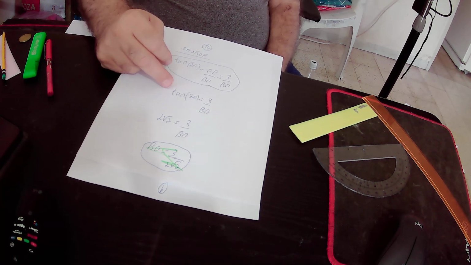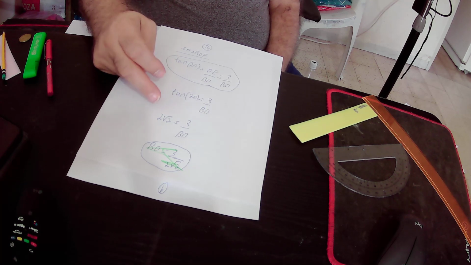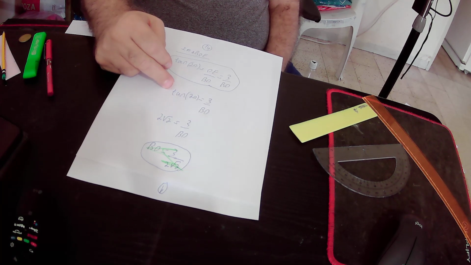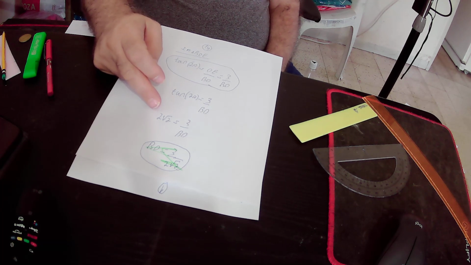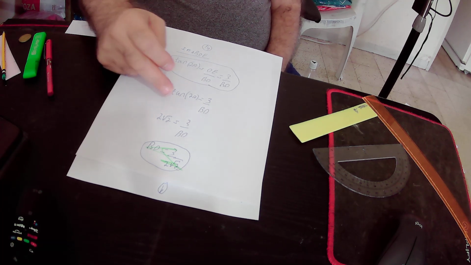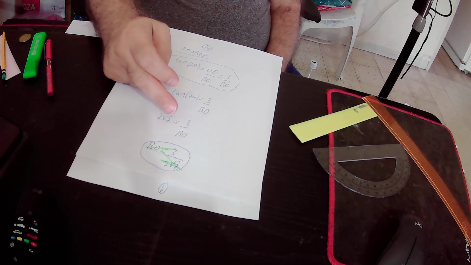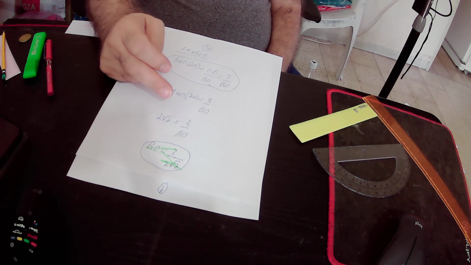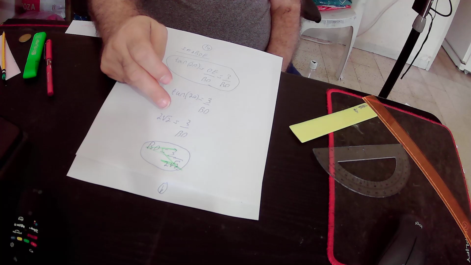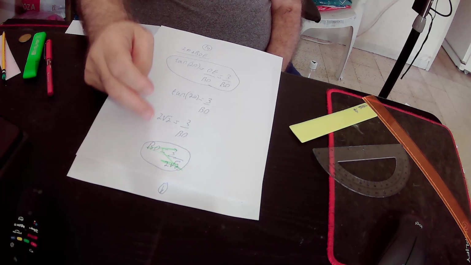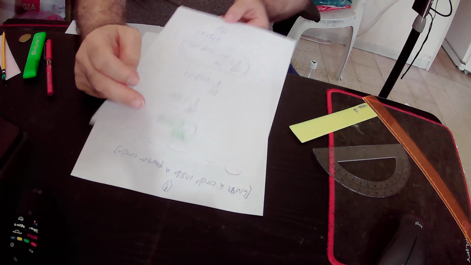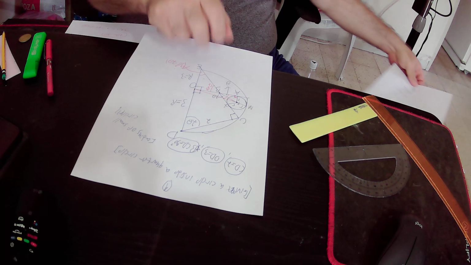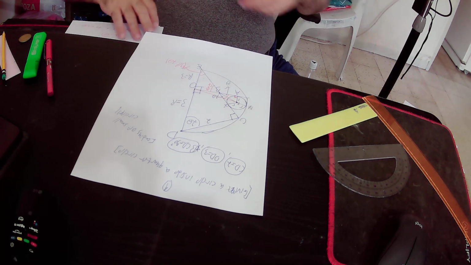But we have already found out that tangent 2θ equals 2 times root 2, so we can substitute tangent 2θ by 2 times root 2. In total, we get that 2 times root 2 equals 3 over BO. We multiplied this equality by BO and then divided it by 2 times root 2, and we found out that BO equals 3 over 2 times root 2. We found out the value of BO.